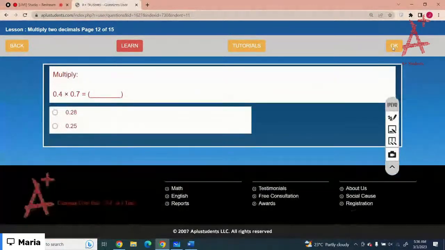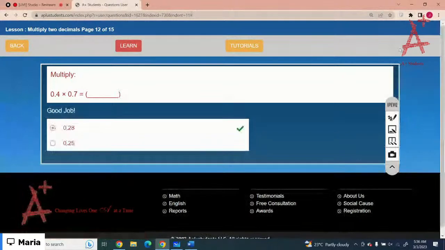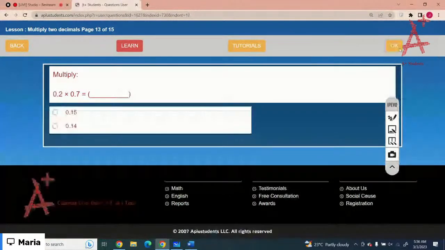0.7 times 0.4 is, yes, it is 0.28. 7 times 4 is 28, so it is 0.28. 0.2 times 0.7, that is 0.14. Got it?